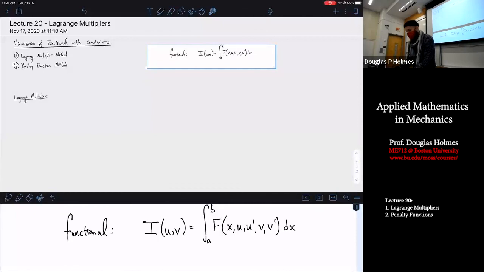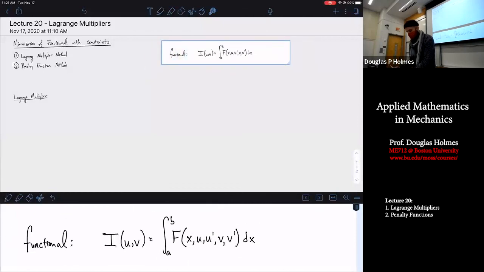I picked this arbitrarily. We could have chosen to go to u double prime and v double prime. We could have just looked at u and u prime and u double prime. But for the sake of illustrating this problem, we're going to pick two dependent variables, which both depend on x, and look at the derivatives of those.